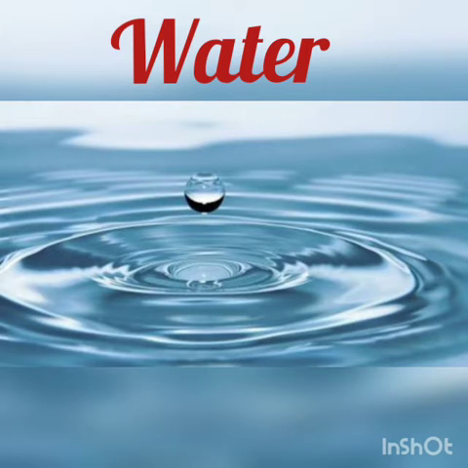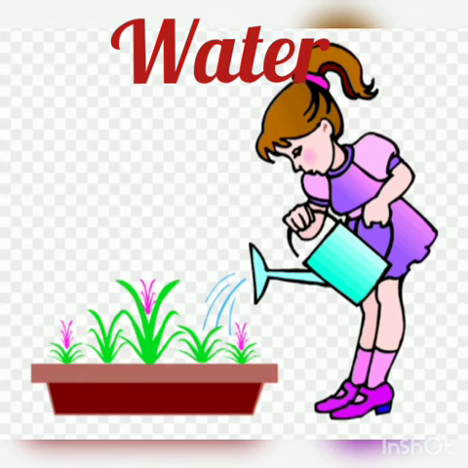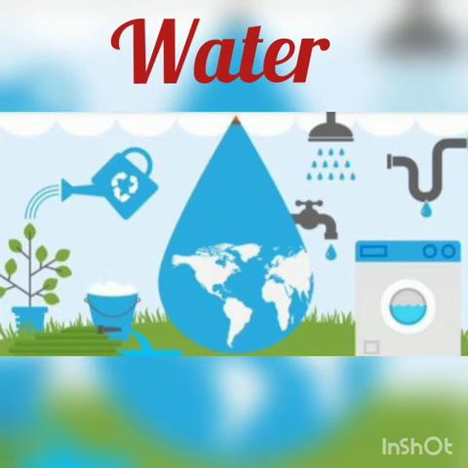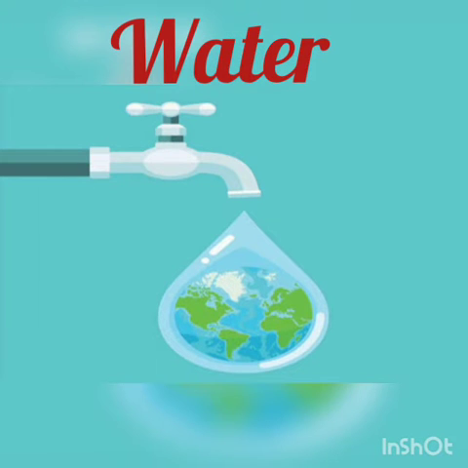Water. Water is the most important liquid on earth. All plants and animals need water to live. Our body needs water to function properly. Besides, we use water for many activities such as drinking, cooking, washing, and irrigating farms. The power of flowing water is used to produce electricity.